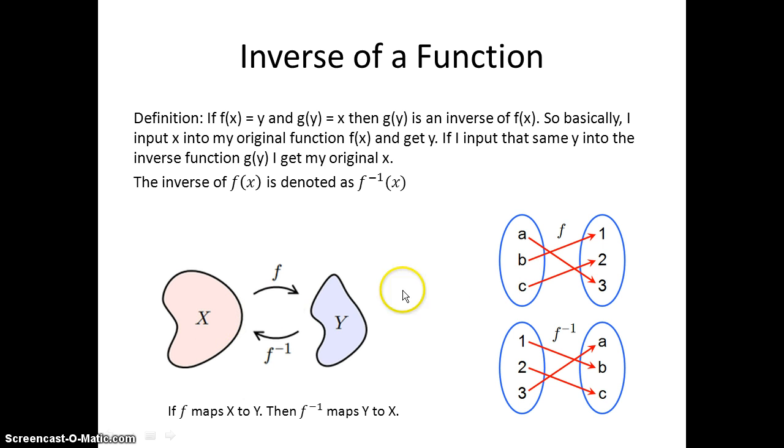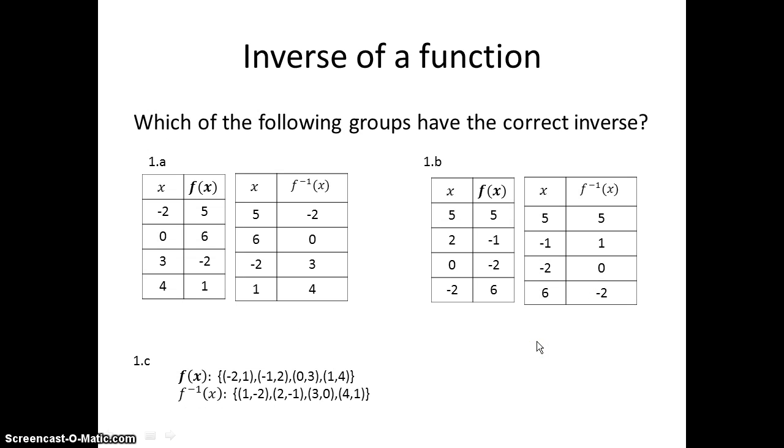Here's another way to look at it. Look at this example. If a maps to 3, then if I come down here to the inverse, 3 maps to a. You get it right back. B to 1, inverse is 1 to b, and then c to 2, and then, as we would assume, 2 to c. So which of the following groups have the correct inverse?